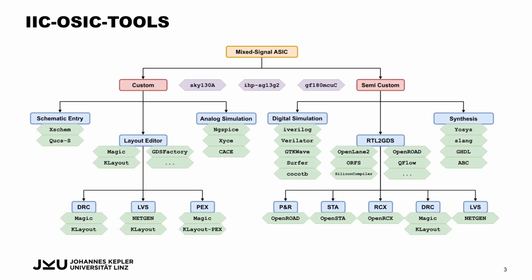So here we have an overview. We have the custom design flow and the semi-custom design flow, and we have in total 3 PDKs, which I will go into detail afterwards. The custom design flow is more for the analog part. So here we have schematic entry with Xschem or QUCS, and we have analog simulation with ngspice, Xyce, or Gaspard, and more recently also Wacask. And then of course we again have layout editors like Magic, KLayout, and GDS Factory.